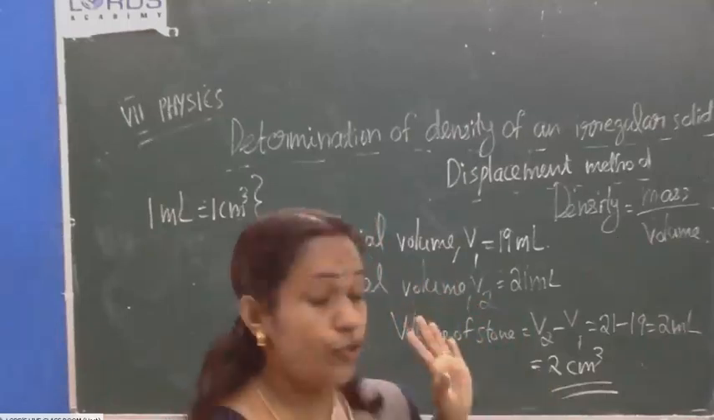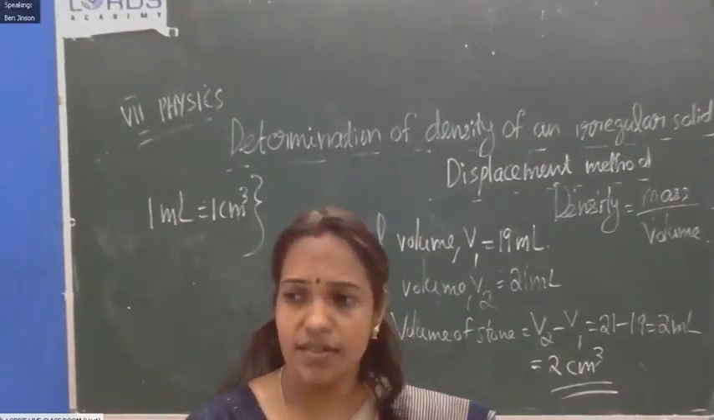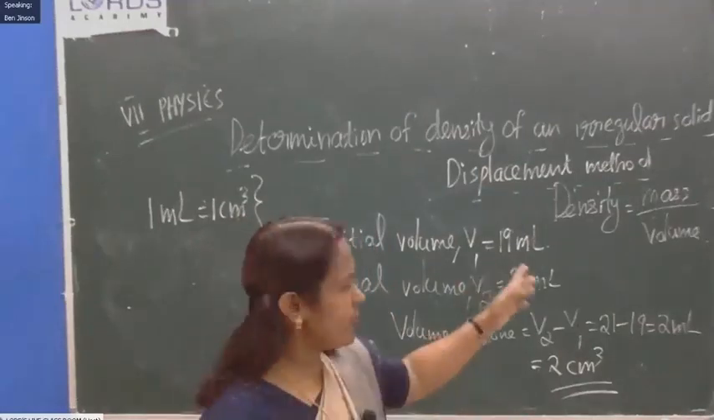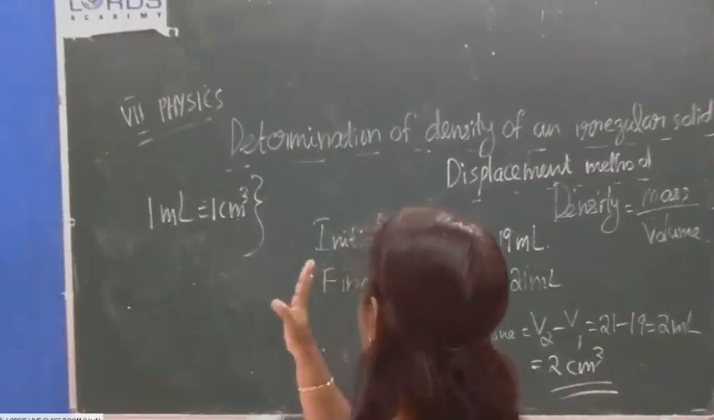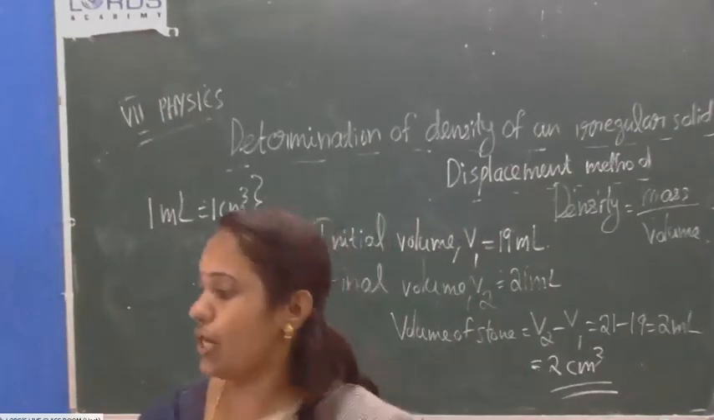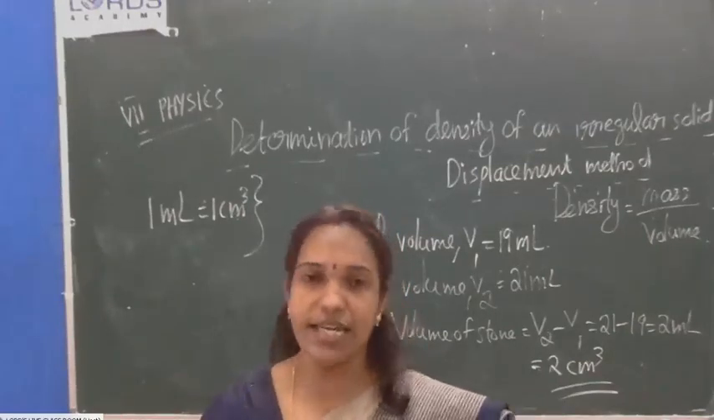Experiments, all that method, you don't need to memorize. Just read it only, but numericals we have to do. Clear? Okay, that is determination of density of an irregular solid. Next, determination of density of liquid, that we can see in a video.